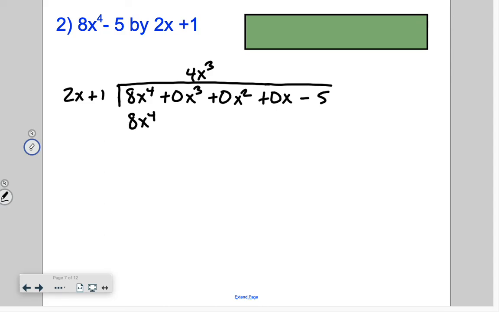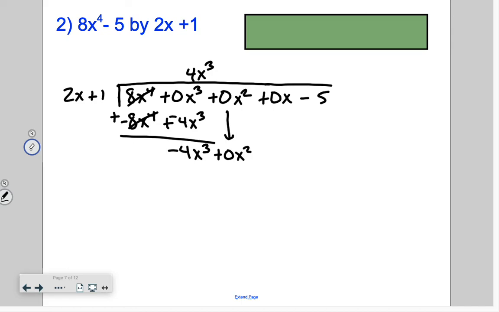Multiply by the positive 1, I get 4x cubed. And we subtract, or add the opposite. Okay? 8x to the 4ths cancel. We end up with a negative 4x cubed. Okay? 0 minus 4. And now, we bring down the next part. 0 minus 4. Or if you don't like, again, if I continue with the add the opposite, 0 plus negative 4. Either way.